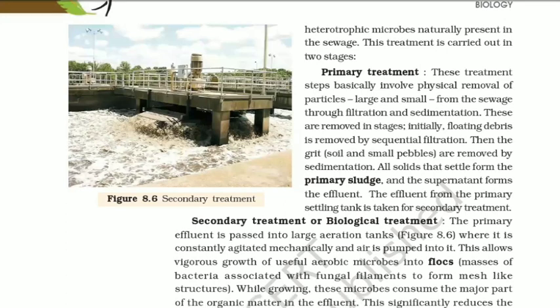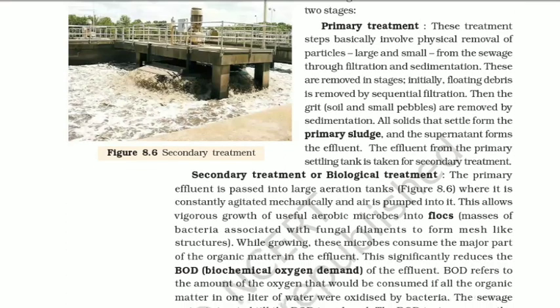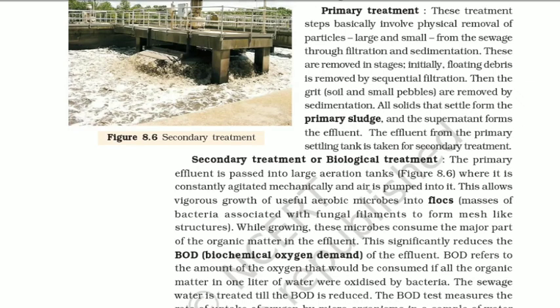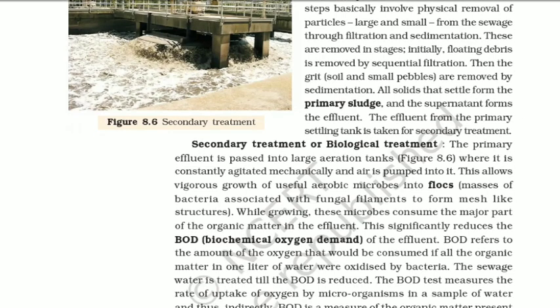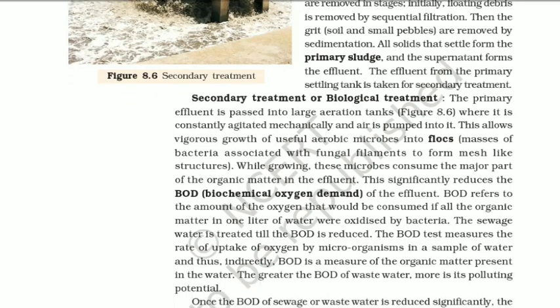Primary treatment. This treatment step basically involves physical removal of particles, large and small, from the sewage through filtration and sedimentation. These are removed in two stages. Initially, floating debris are removed by sequential filtration. Then the grit, that is soil and small pebbles, are removed by sedimentation. All the solids that settle form the primary sludge and the supernatant forms the effluent.